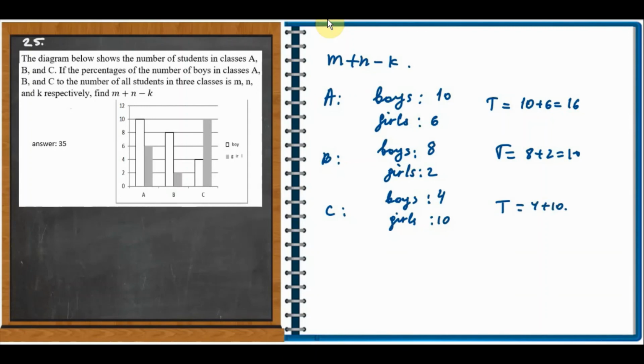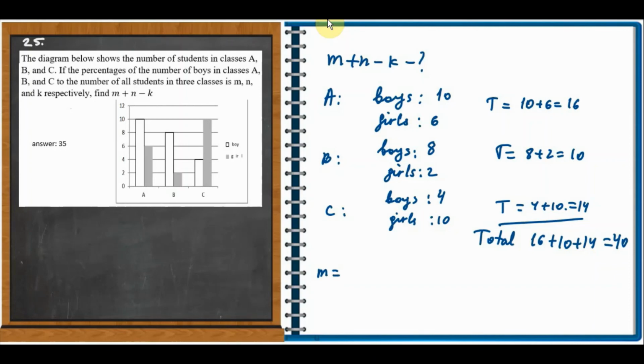What the question says, we need to find M and K first and then find this expression. Now what is M? Before finding M, we need to find the total number of students in the 3 classes. The total will be 16 plus 10 plus 14. So that's 14, it's going to be 40.